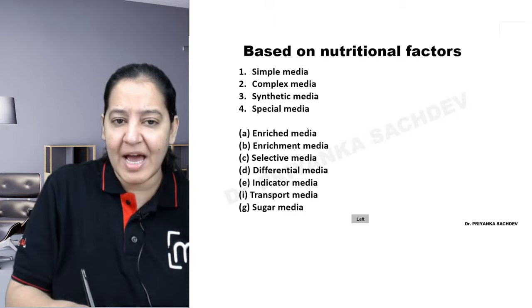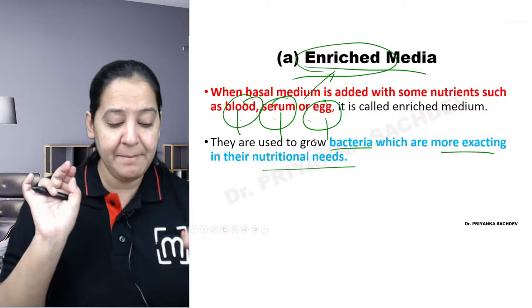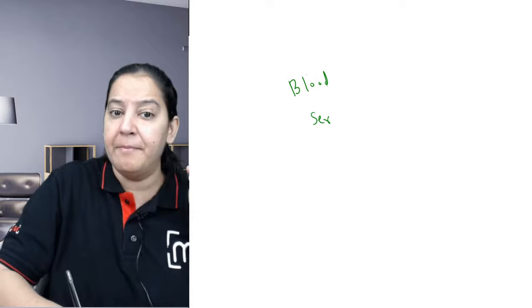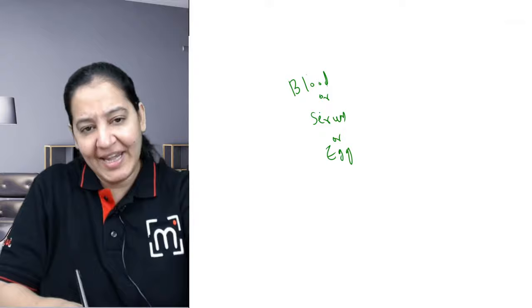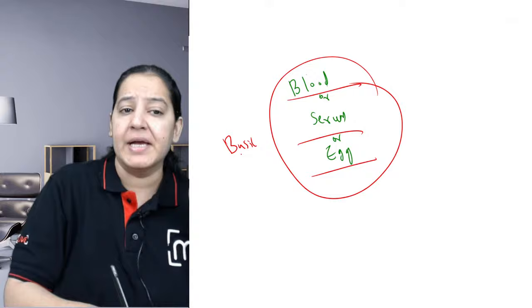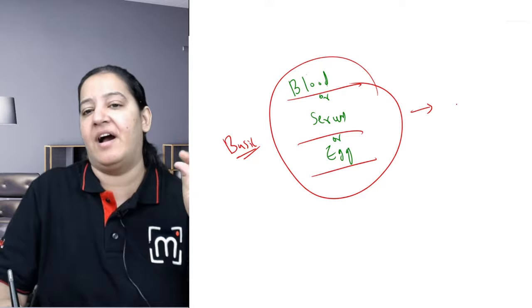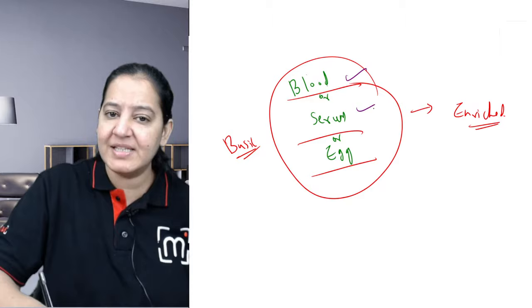So first I am talking about enriched media. What is the definition of enriched media? Any media which contains either blood or serum or egg. I'm using the word or. So any of them, blood, serum, egg, apart from the basic constituents. Basic constituents ke alawa in teeno mein se koi ek hai. So that media is a special media and it is known as enriched media. So some bacteria require these things for their growth, without which they will not grow.